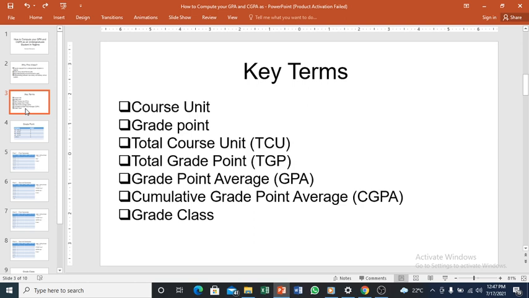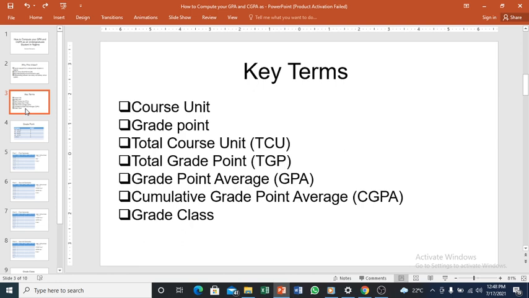So grade point has to do with what each of your scores is attached to. For example, when somebody scores between 70 and 100, it is the same grade point. When somebody scores 70, sorry, and somebody scores 80, it is the same grade point that they have. When somebody scores 60 and somebody scores 69, it is the same grade point that they have. In secondary school, we used to have A1, B2, B3, C4, C5, C6, D7, E8, and then F9. But in university, we have just 5 grade points.